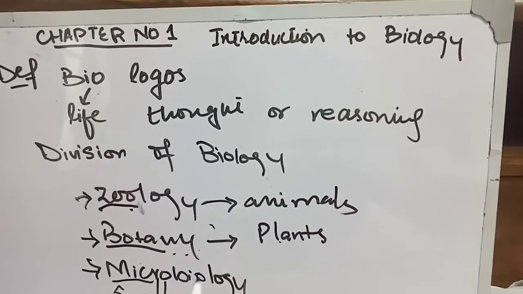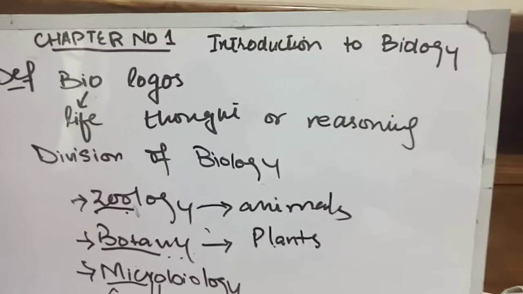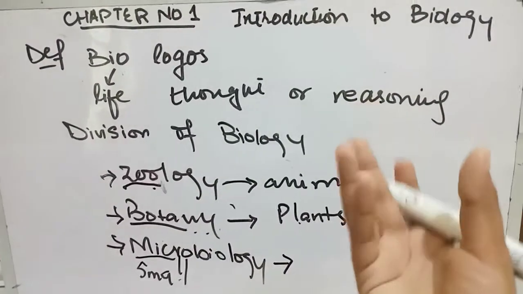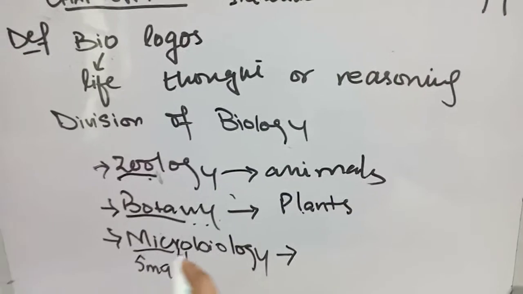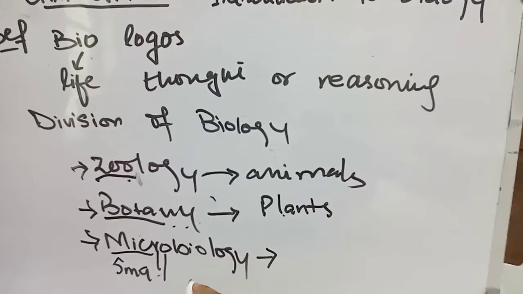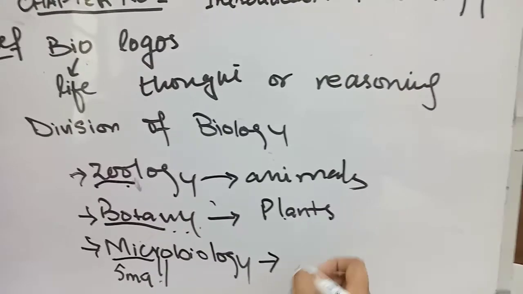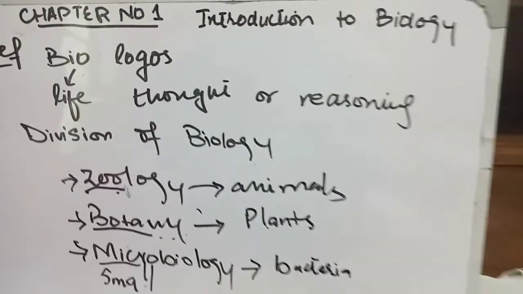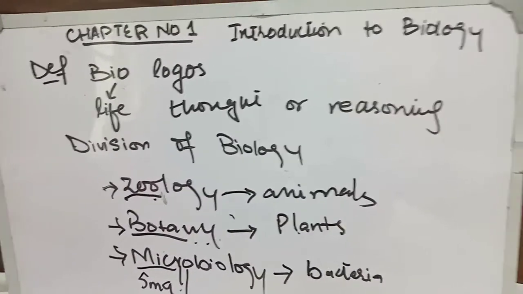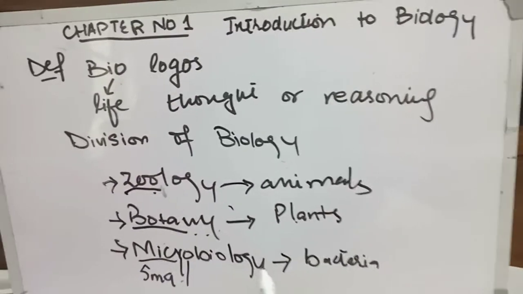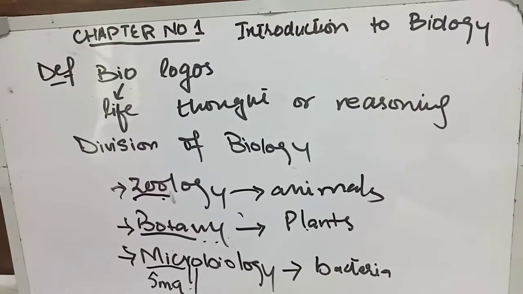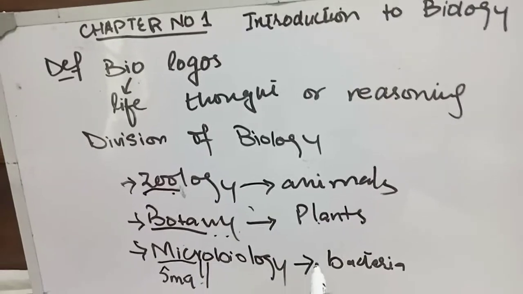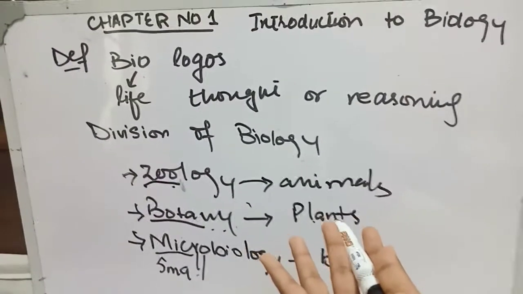Microbiology means the study of microorganisms. Microorganisms are those which are not visible with the naked eye. Naked eye means our eye. Microbiology is the study of microorganisms. We are going to take an example of microorganisms, which includes bacteria. Bacteria are not visible to our naked eye. So in microbiology we are going to study small living creatures which are not visible through the naked eye.